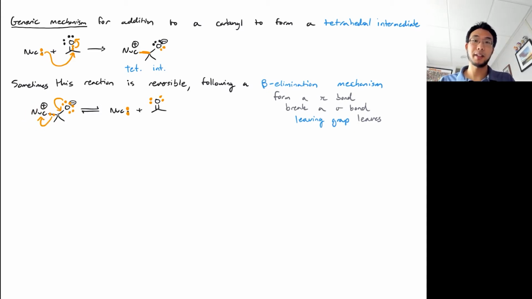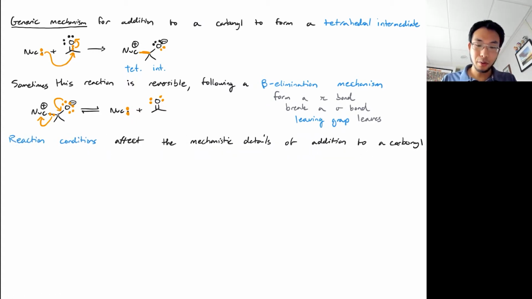This generic mechanism is great, but as I was alluding to earlier, this is actually not what you're going to be able to isolate if you're in the lab doing this reaction. You actually isolate something else. And so when we consider that aspect of things, then we come across some more mechanistic detail that's worth going through. The issue is that depending on the specific reaction conditions we use to perform our nucleophilic addition to the carbonyl, a different pathway will be followed.